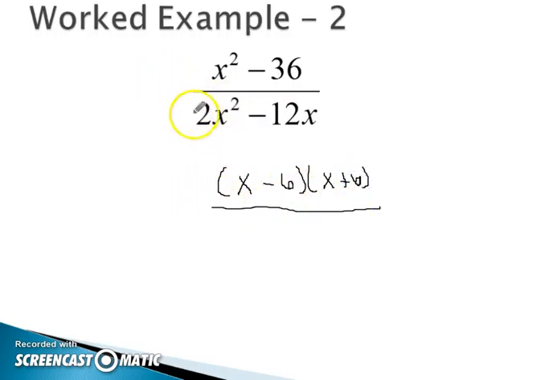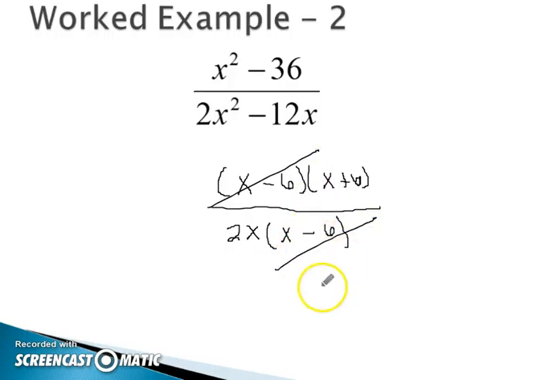In my denominator, 2x squared minus 12x. Both terms share a 2x. So if I divide out a 2x, you're left with x minus 6. And then crossing off what's in common, x minus 6 cancels off with x minus 6. You're left with x plus 6 over 2x.